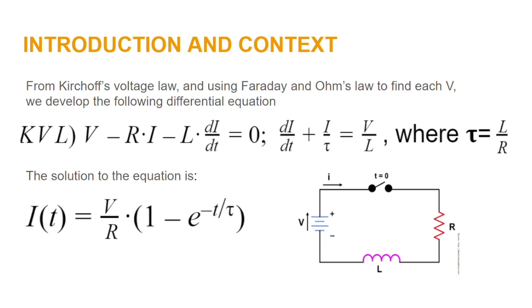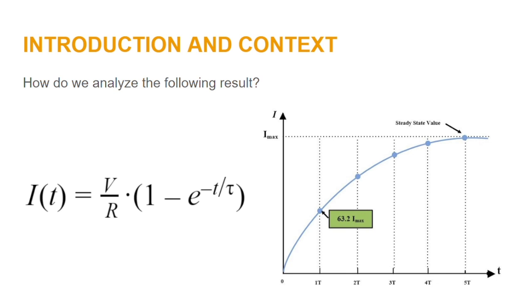The current as a function of time is equal to the voltage over the resistance times 1 minus the exponential of minus time divided by tau. We can analyze the following result in this way. Our current will increase as time goes by, and will find its maximum value, which is the voltage from the battery over the resistance of the resistor, where t tends to infinity, as the exponential of minus infinity is equal to 0. Thus, the graph plotted shows the asymptotic growth of I as a function of time.